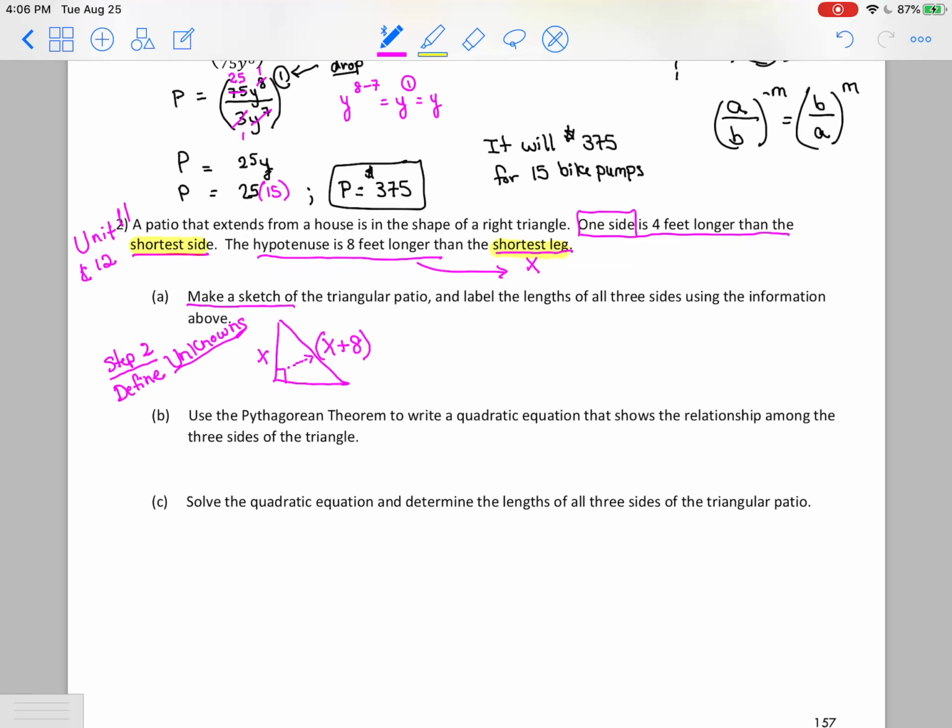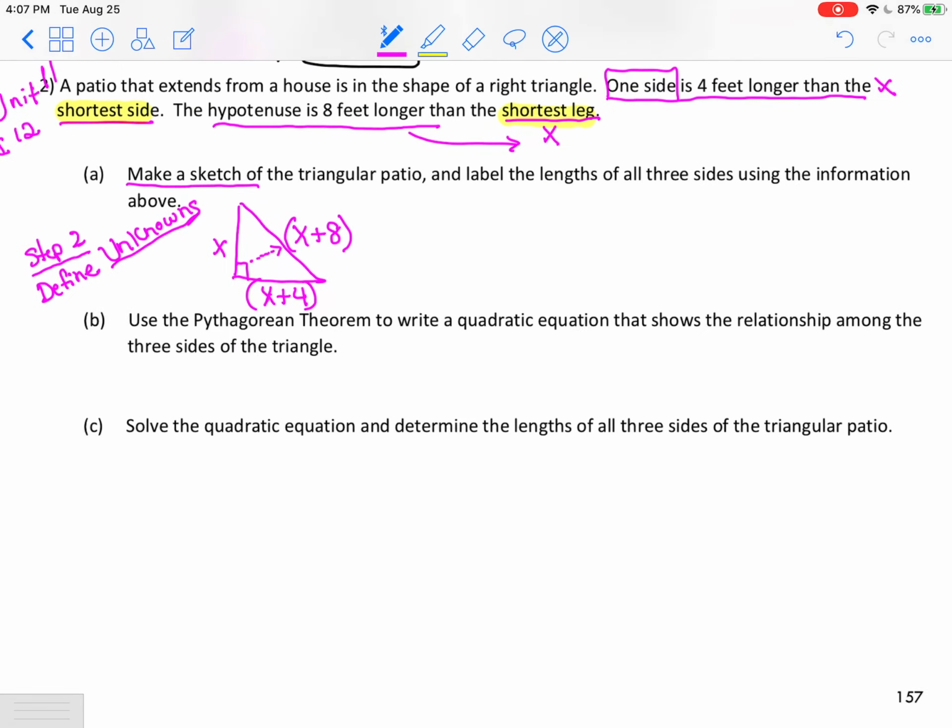Okay, now let's go over here to the one side. One side is 4 feet longer than the short side. So this is 4 feet longer than x. So this is going to give us x plus 4. And once again, we're going to put the parentheses around that. All right, moving on.